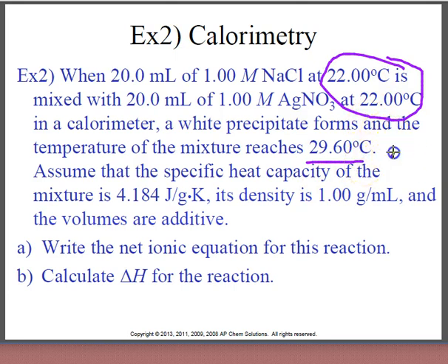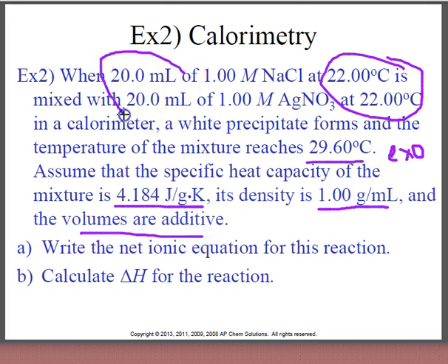That tells us that the reaction is exothermic, that the reaction is giving heat to the water. We're going to assume the specific heat capacity of the mixture is this, and the density is 1 gram per milliliter. And we'll assume that the volumes are additive. That just means that the 20 and 20 equals 40 milliliters. So we've got 40 milliliters, which, if the density is 1 gram per milliliter, is 40 grams. We have our initial temperature and our final temperature and our specific heat. So we should be able to calculate Q.